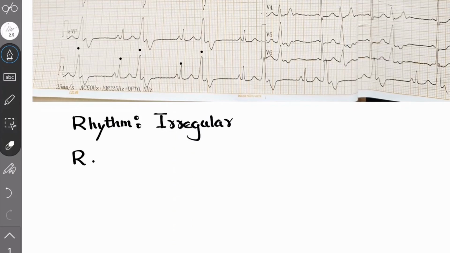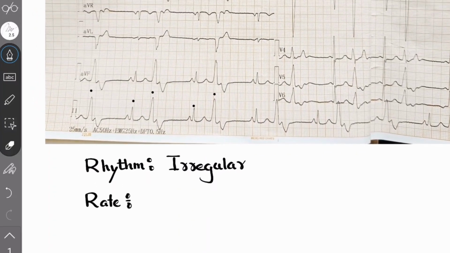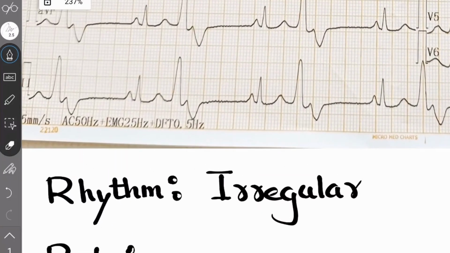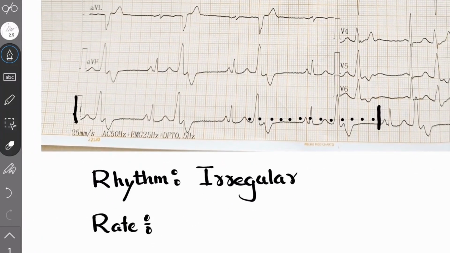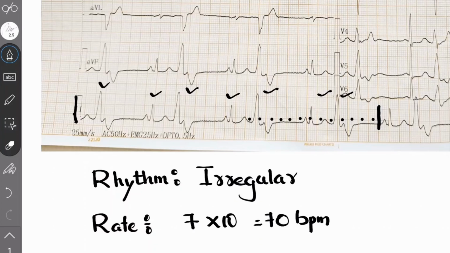So in an irregular rhythm, how will you calculate the rate of the ECG? The rate of the ECG can be calculated by checking 30 large squares, or 6 seconds. When you are checking the 30 large squares, start from here. This is 1, 2, 3, 4, 5, 6, 7, 8, 9, 10, 11, 12, 13, 14, 15, 16, 17. That comes to 30 large squares. So from 30 large squares, how many QRS can you appreciate? You can appreciate here 1, 2, 3, 4, 5, 6, 7 QRS complexes. You multiply by 10, so the rate is 70 beats per minute.